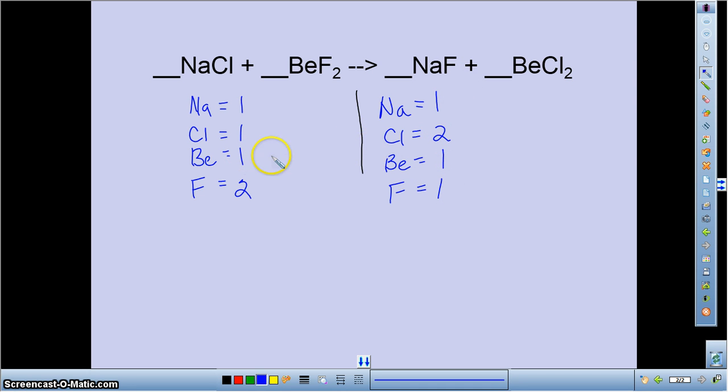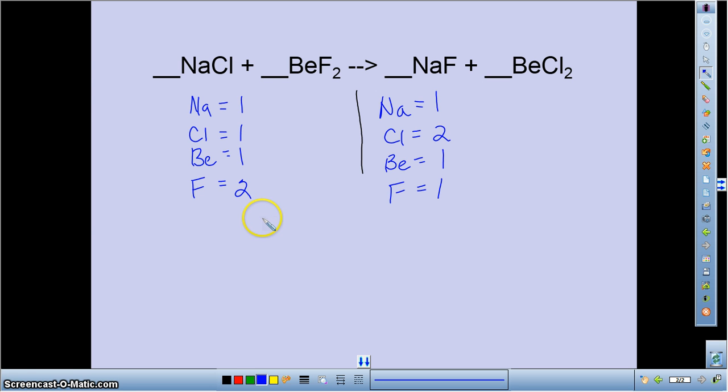So we look at it from this point, we say, okay, are we balanced? And the answer is obviously no, because we don't have equal numbers of each element on both sides. We have the same number of sodium and the same number of beryllium, but if you notice, we have different numbers of chlorine and fluorine. So we need to make sure that we have the same number of everything on both sides. So we're going to look at it and say, okay, what makes sense? And here's where the trial and error comes in.